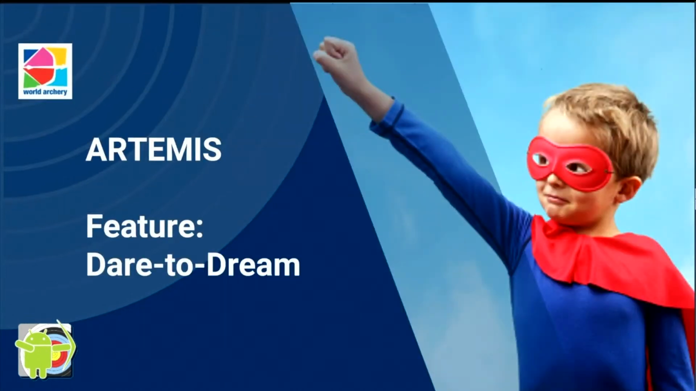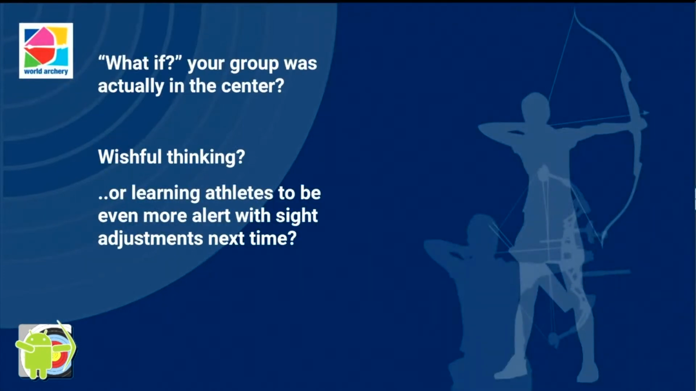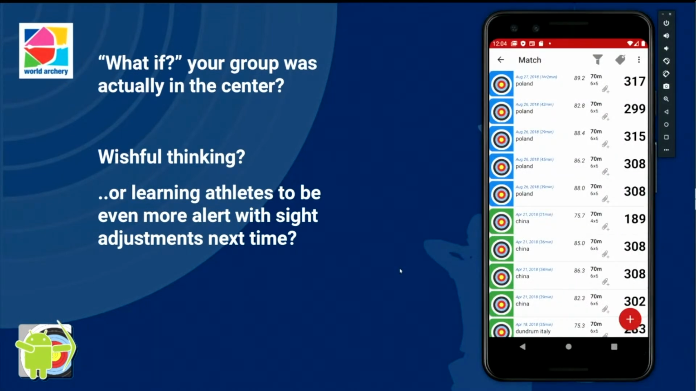The next feature that I'd like to show you is called Dare to Dream. Dare to Dream is, I think, a very nice feature to show your athletes the importance of making sure that your sight is adjusted correctly. What Dare to Dream does, and I can show you best by just showing an example, is show you what if your group was in the center. So how many points did you lose by not having your group in the center? It's kind of wishful thinking. So let's have a look.